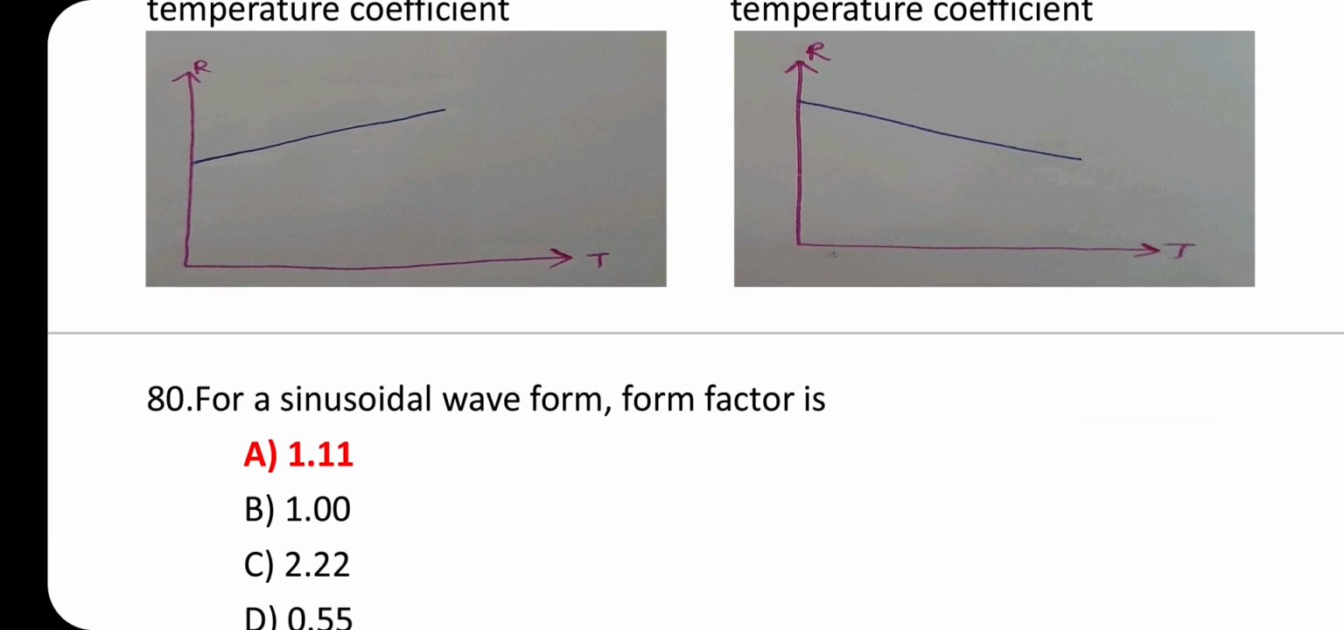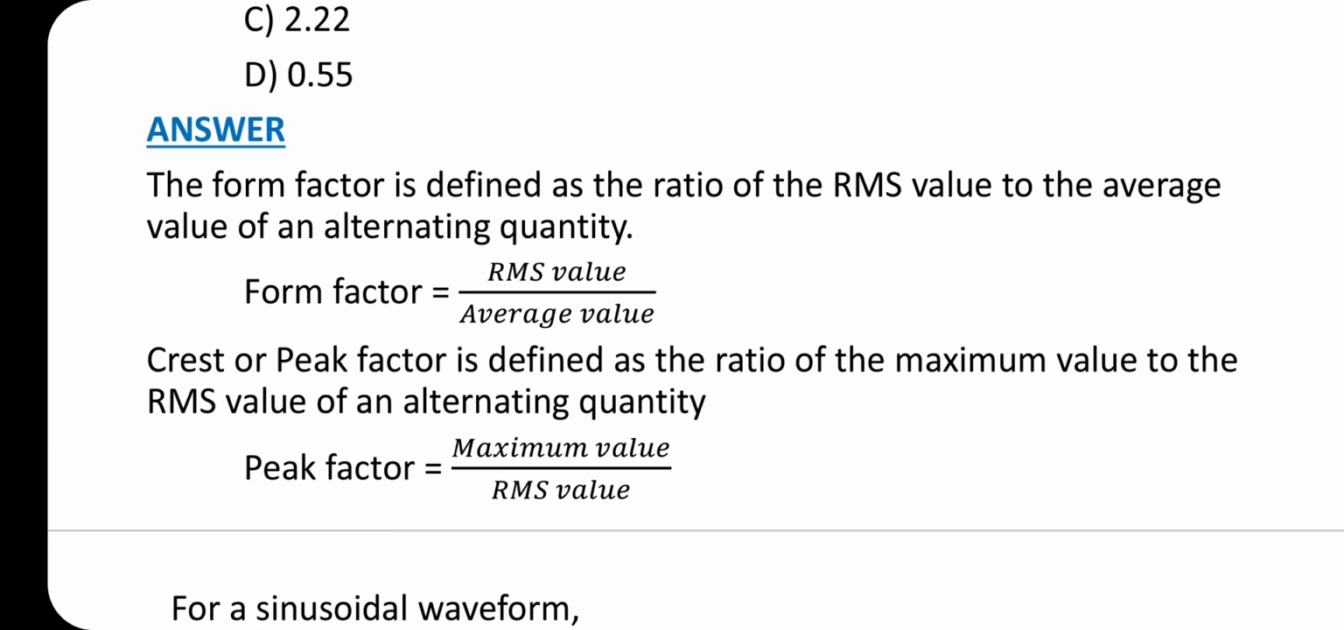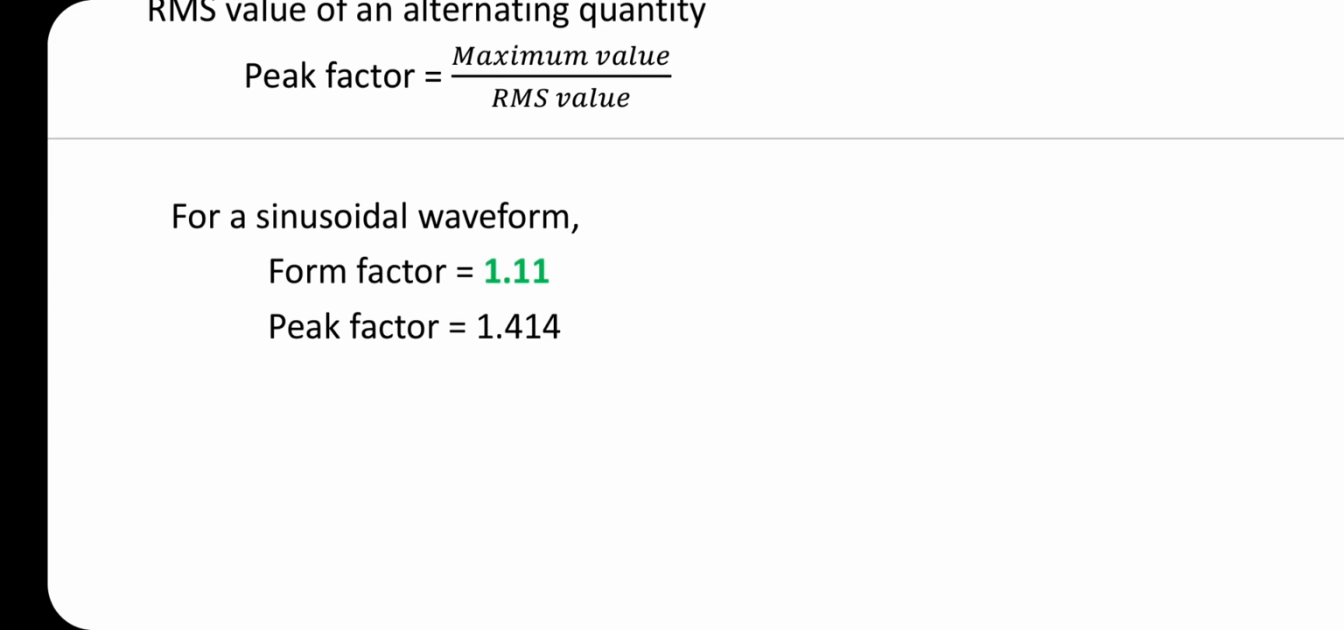The final question of this video and this section is the 80th one. For a sinusoidal waveform, form factor is, answer is option A, 1.11. The form factor is defined as the ratio of the RMS value to the average value of an alternating quantity. Form factor equals RMS value divided by average value. Crest or peak factor is defined as the ratio of maximum value to the RMS value of an alternating quantity. Peak factor equals maximum value divided by RMS value. For a sinusoidal waveform, form factor equals 1.11 and peak factor equals 1.414.